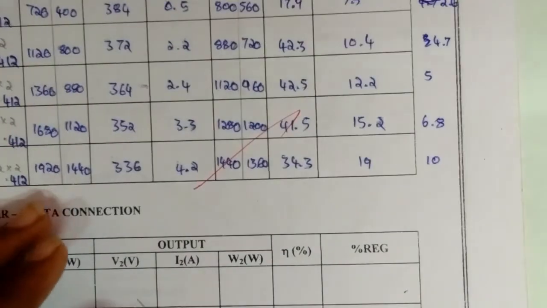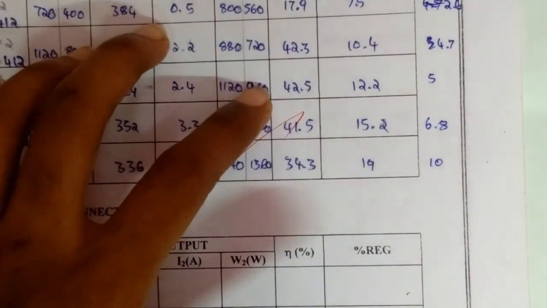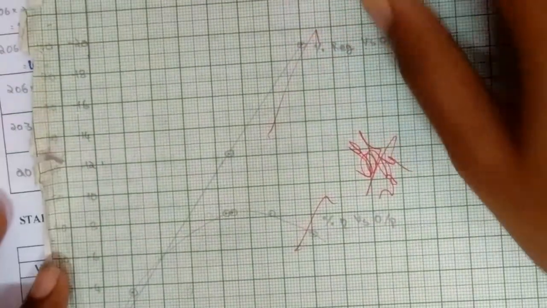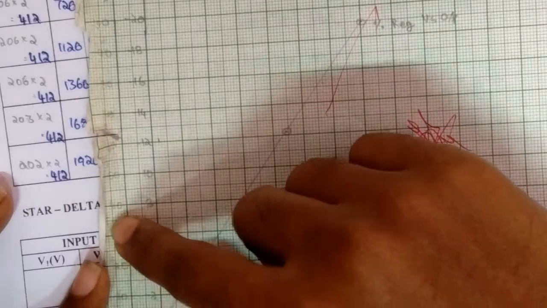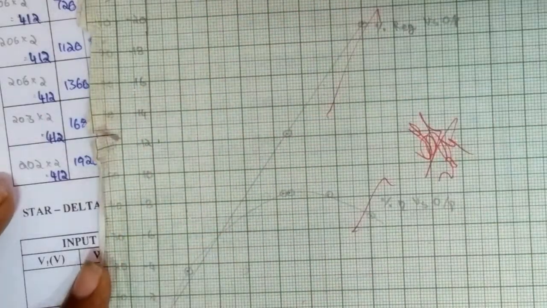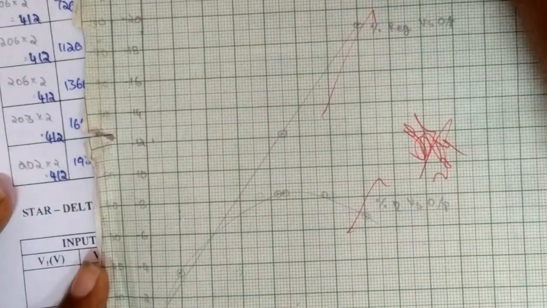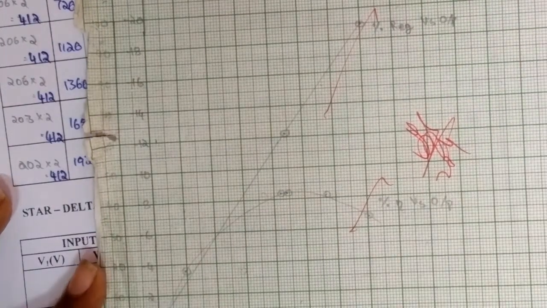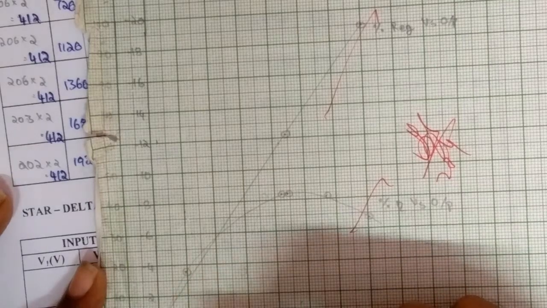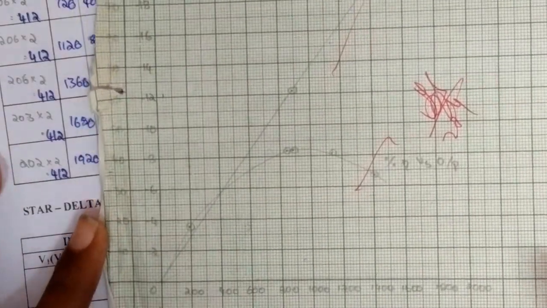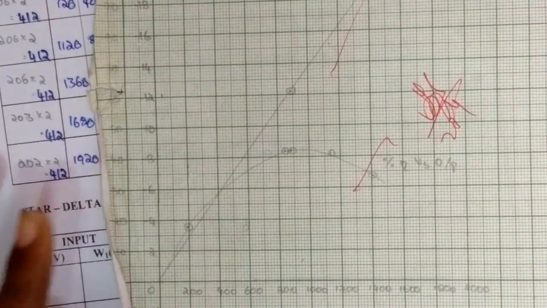So with this tabular column we will draw a graph. So the graph will look like this one, with the corresponding y1 y2 axis with percentage efficiency and percentage regulation, and x-axis will be output power in watts. With this graph the experiment is over. Thank you.